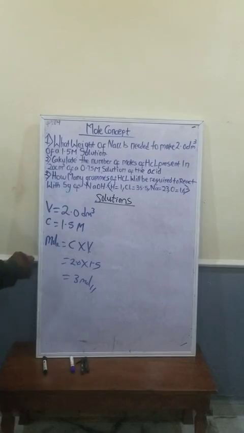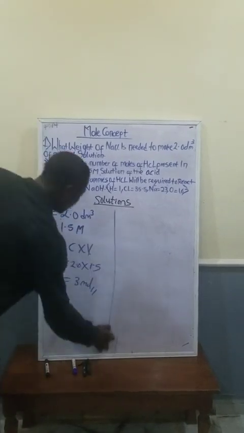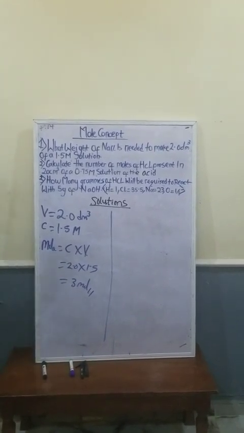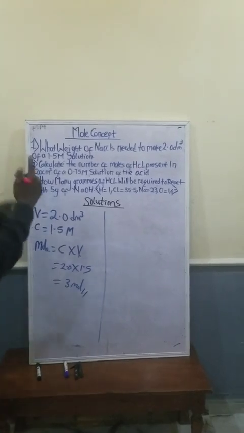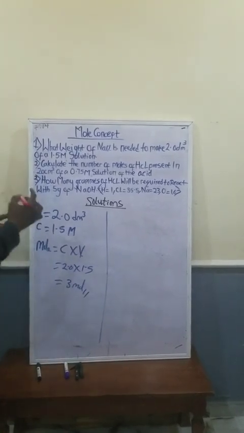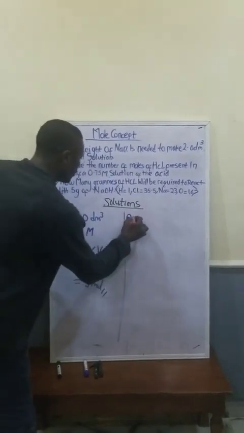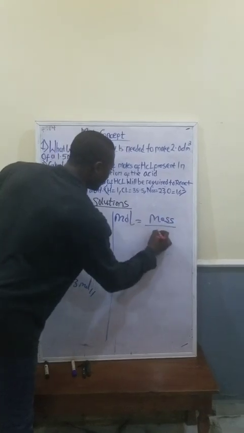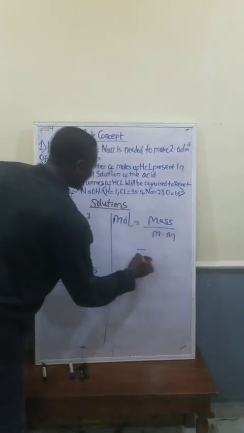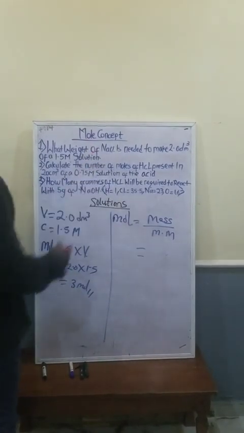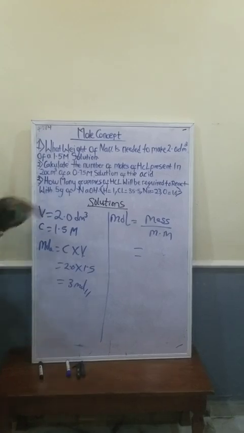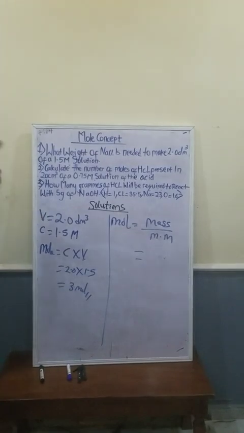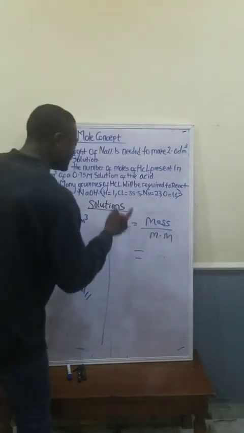Now, but we have not gotten our answer. The question says, what is the weight? Since we have gotten our mole, we have to take our mind back to the first formula we deduced: when it involves masses, mole is equal to mass over molar mass. The molar mass of sodium chloride: sodium is 23, chlorine is 35.5. So if you add 23 plus 35.5, it will give you 58.5.